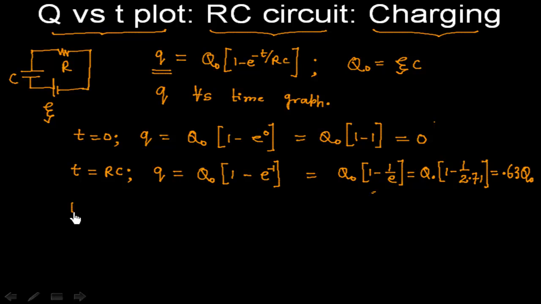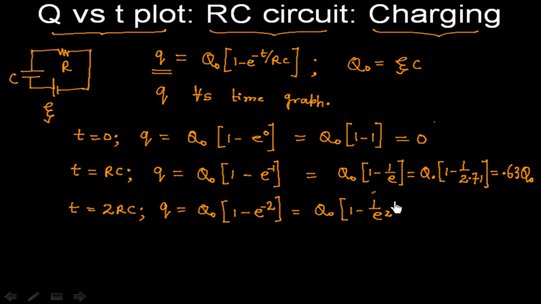Now let us calculate the charge after two time constants. It is easy to calculate: Q is equal to Q naught times 1 minus e to the power minus 2, since t becomes 2RC. So this is Q naught times 1 minus 1 by e to the power 2, and e is 2.71. If you plug in this value and calculate, it will come out to be 0.86 times Q naught.